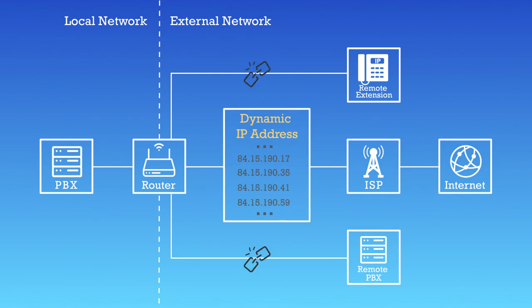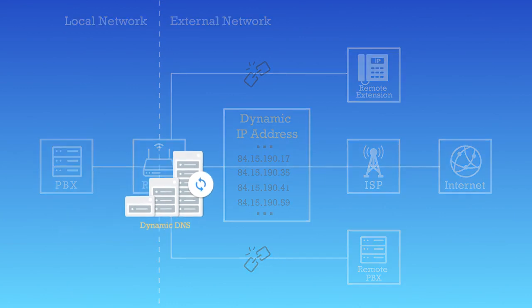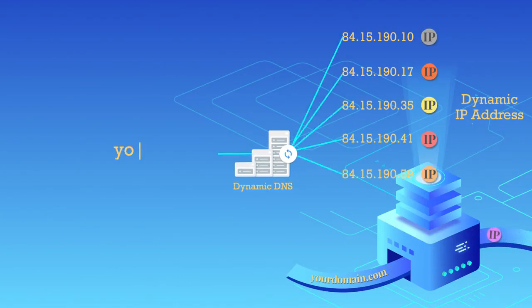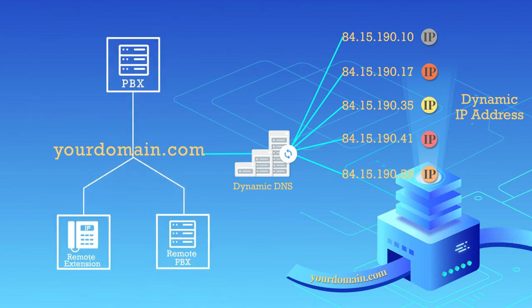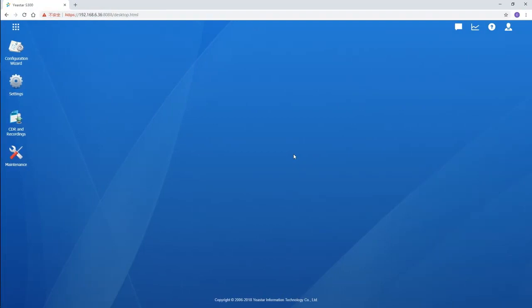connection with our PBX. To ensure a successful remote connection with our PBX, we need to set up a dynamic DNS service. Dynamic DNS keeps track of the dynamic IP address, so the remote extensions or other devices can be able to access the PBX, even if the public IP address is changing from time to time. Enough talk, let's jump in and check it out.